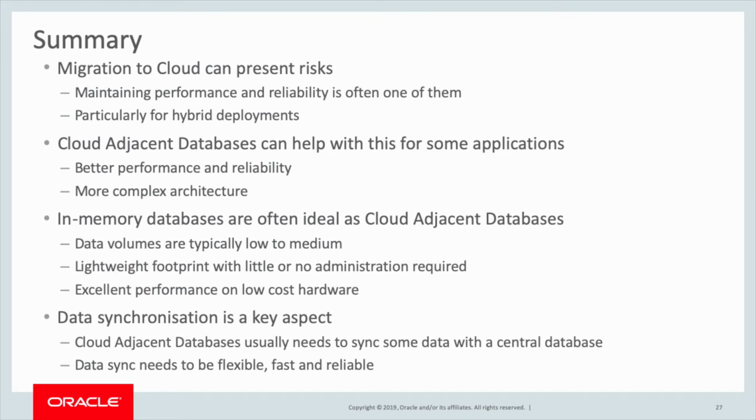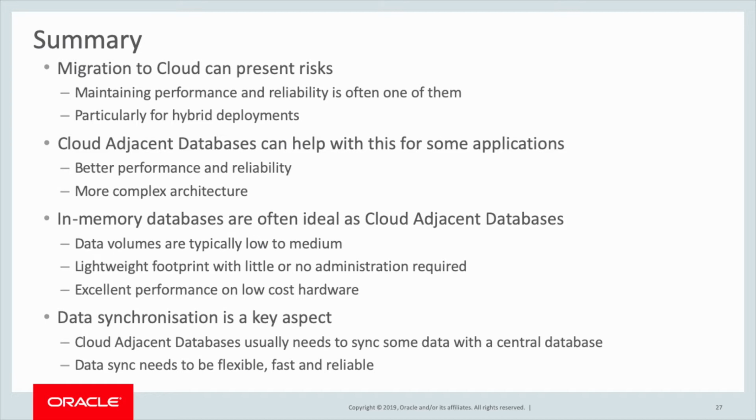So just to kind of summarize, well, that didn't take as long as I thought it would. There are a bunch of risks with migration to the cloud, or potential risks, and performance and reliability can often be one of them, okay, particularly if you have that kind of hybrid model. Our suggestion is that cloud-adjacent databases, as we are calling them, can help for certain types of application where they're suitable. They'll certainly improve your performance and reliability, but they certainly do make the architecture a little bit more complex. So there's certainly a trade-off there.